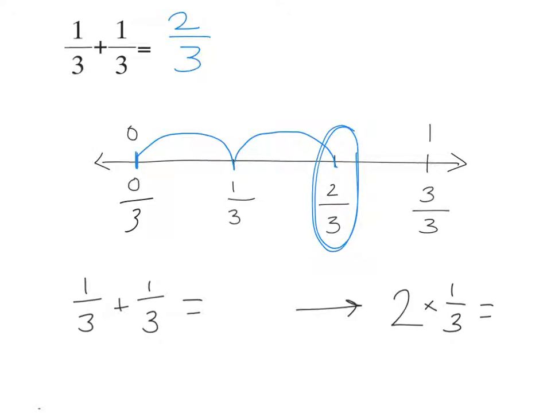2/3. Okay. So another way to write that, though, we know that multiplication is the same as repeated addition, right? So do I have repeated addition here? Yes. I have how many 1/3s? 2. So I'm doing 2 copies, or 2 times 1/3 to equal 2/3.